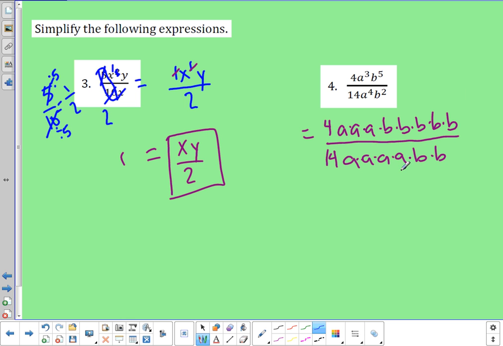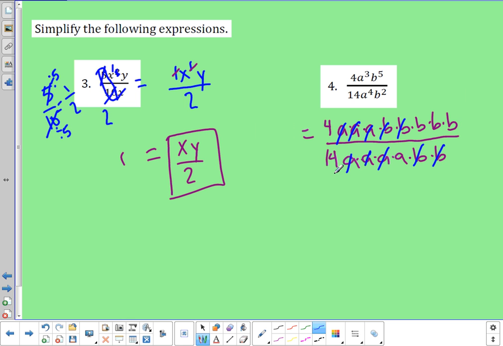Now you can cancel. So A over A goes away. A over A goes away. A over A goes away. I have an A left on the bottom. For the B's, B over B goes away. B over B goes away. I have 3 B's left on the top.